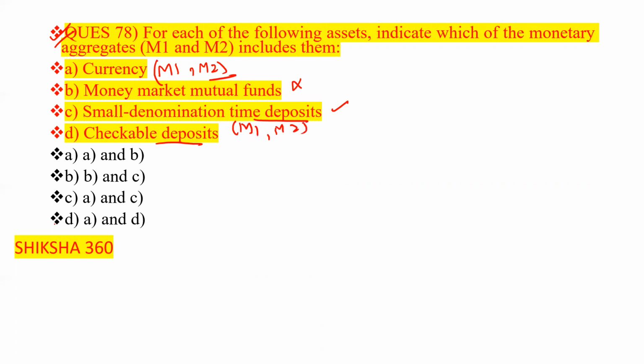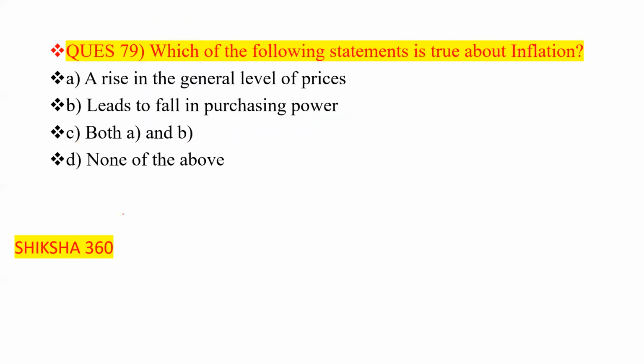So our answer is option number D. All types of term deposits, that is time deposits, are included under that, because they are other deposits with the RBI. So option D is the correct answer, that is this one and this one. Now move to the next one.